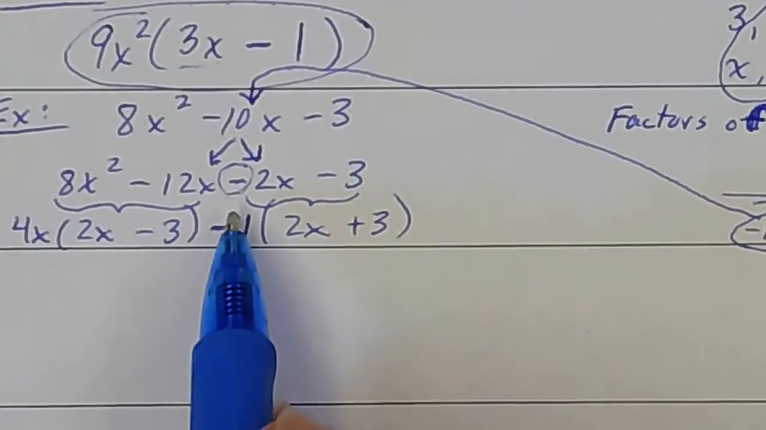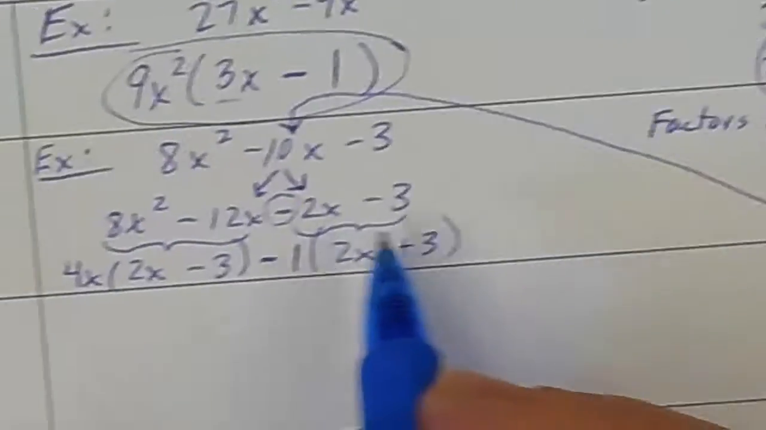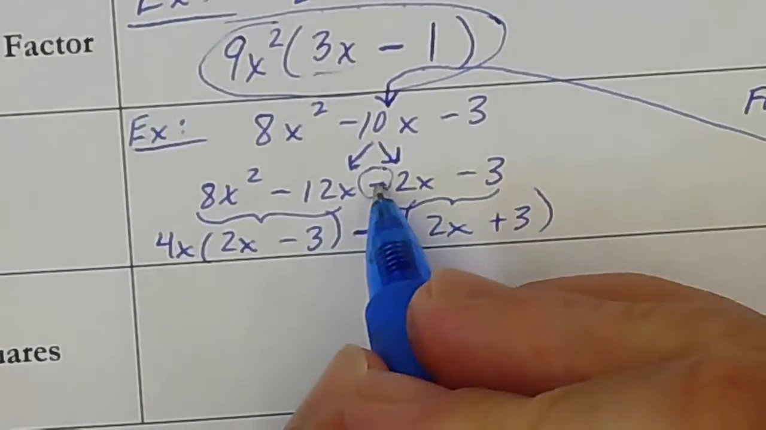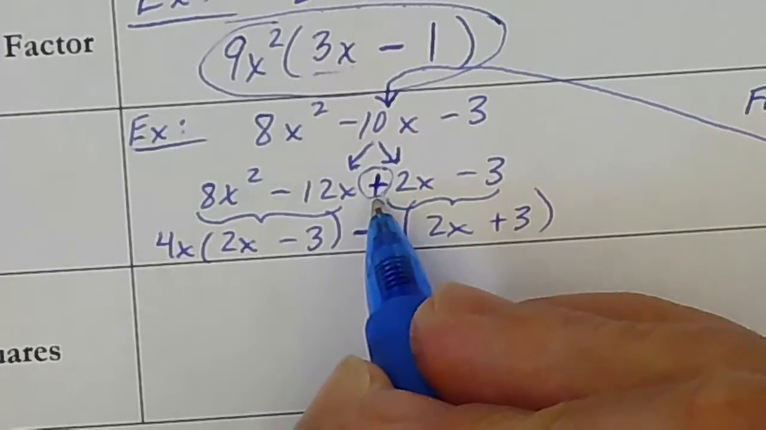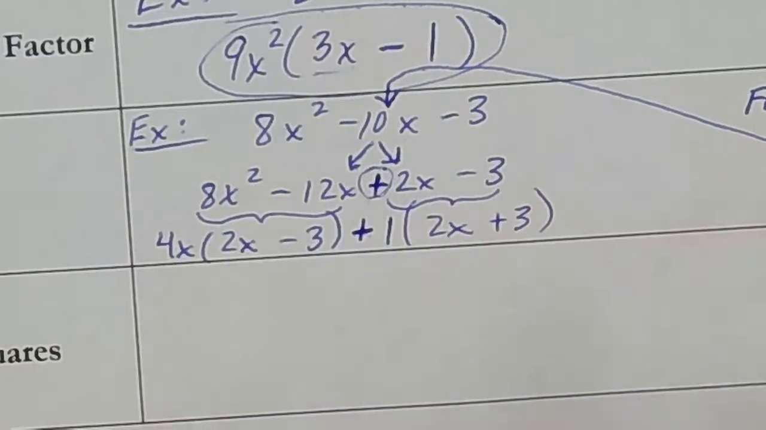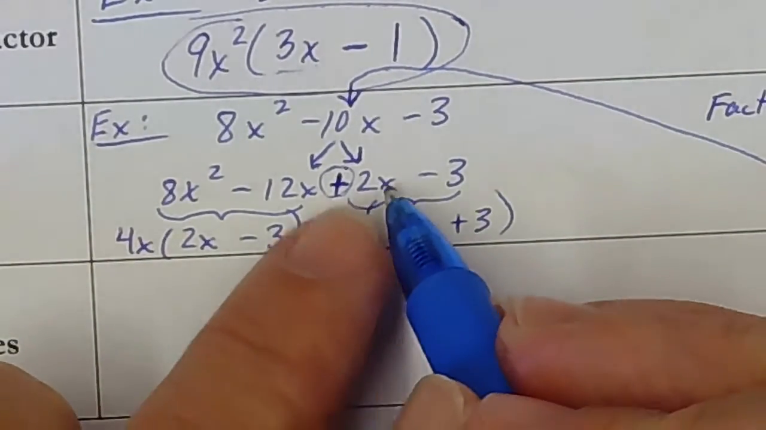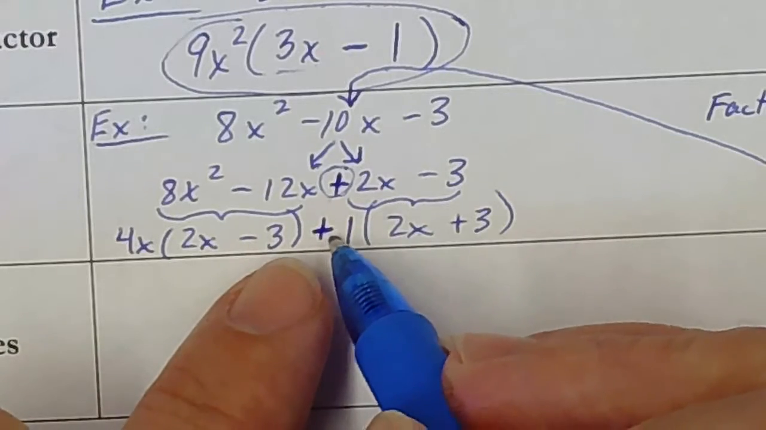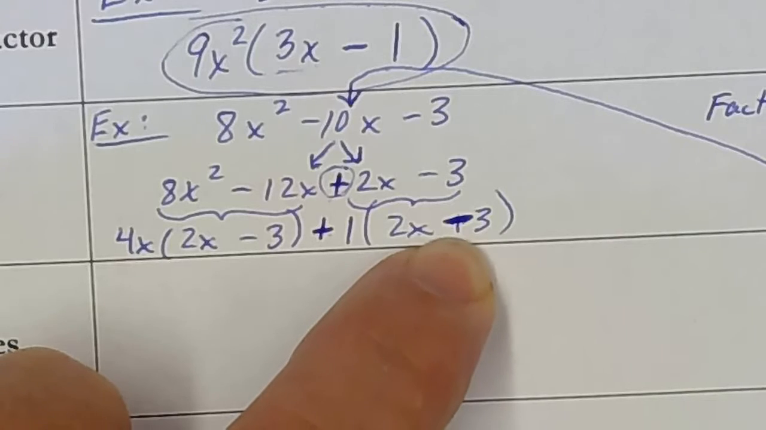All right, just caught an error I made. When I transfer these numbers over, negative 12 and positive 2, I did a negative 2. So let's fix this right now. This is a positive 2. So the sign that's transferred down is a positive 1. Okay? All right, so then as we check, 1 times 2x is 2x. Positive 1 times negative 3 is negative 3. Okay, sorry about that confusion, but it's fixed now.